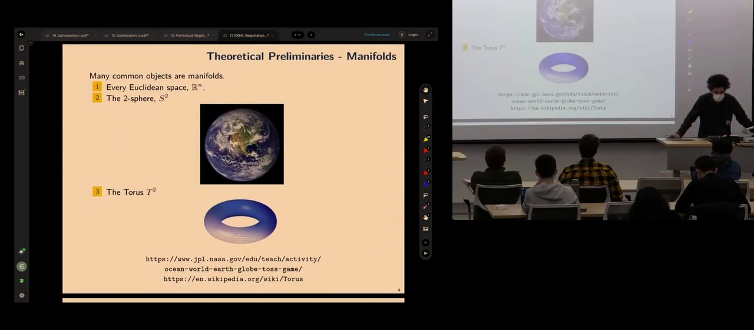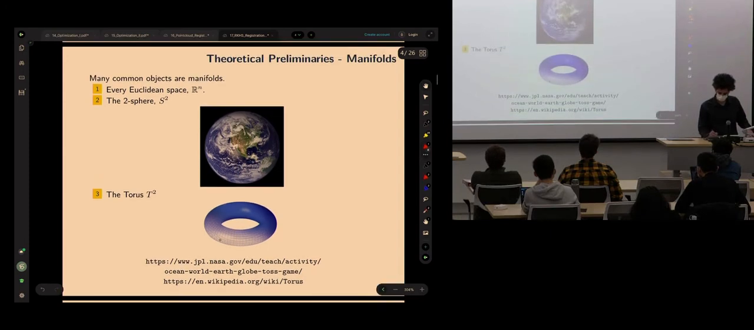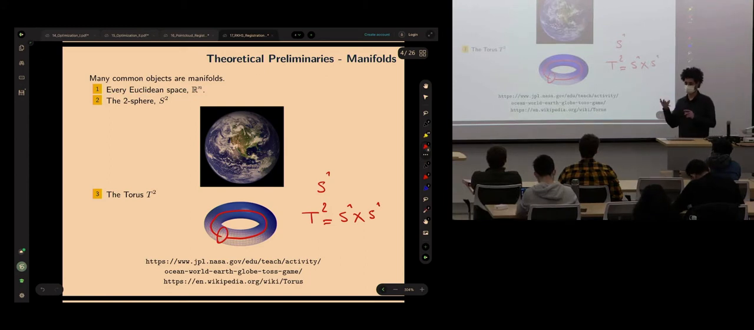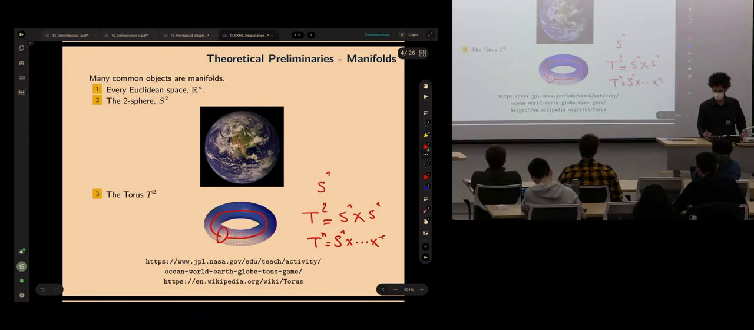The examples of manifold are a typical Euclidean space, Rn. Any two-sphere is a manifold. It's a two-dimensional manifold. Torus is a manifold. Torus is built by two circles. A circle is denoted by S1. Torus is the Cartesian product of two circles. In general, a tori is the Cartesian product of n independent circles.